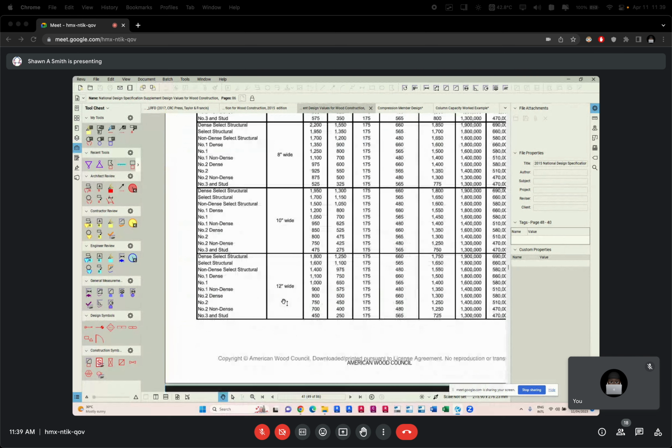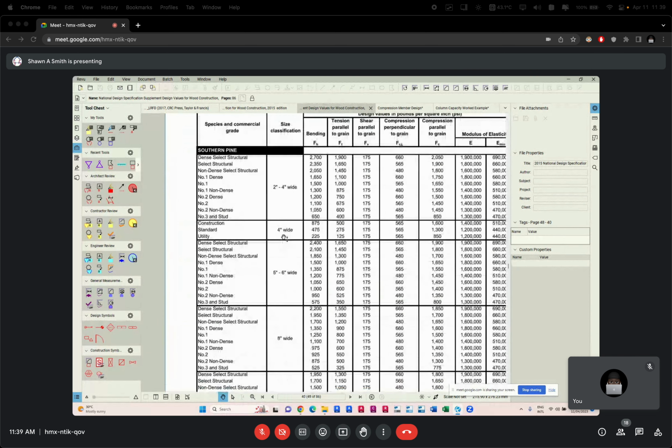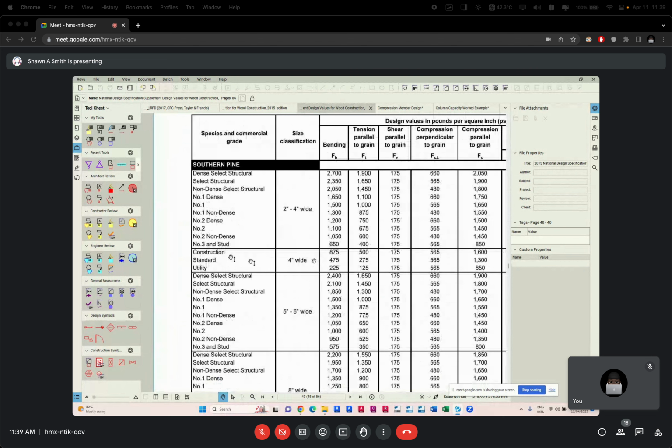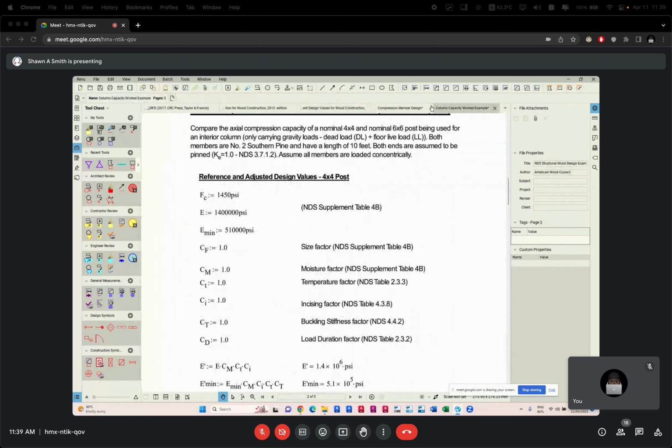Not here because it's 4 inches, 12 inches. Not there, 8 inches, not there. So let's look in this. It says 4 inches wide. But if we look at this, it says construction, standard, utility, not there. So we need to find number 2. Number 2 Southern Pine.